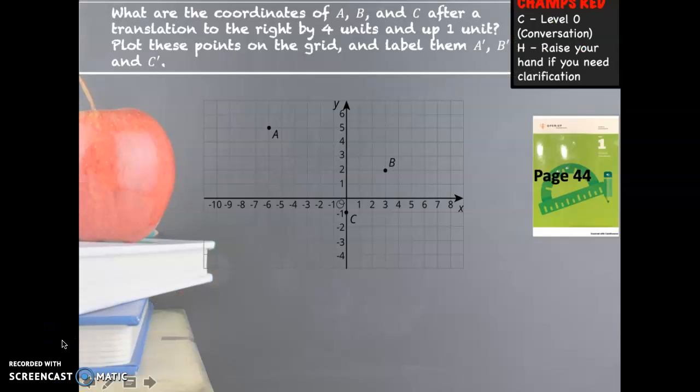Very last piece is translation. Let me go ahead and get my pen. In this case, we are going to translate, which means to slide an object or point across the coordinate plane. I am going to go 4 units to the right, and I'm going 1 unit up. So if I start at my point and I follow my rule, I'm going to go 4 units to the right. 1, 2, 3, 4, and I'm going to go 1 unit up. In this case, I will have my A prime.